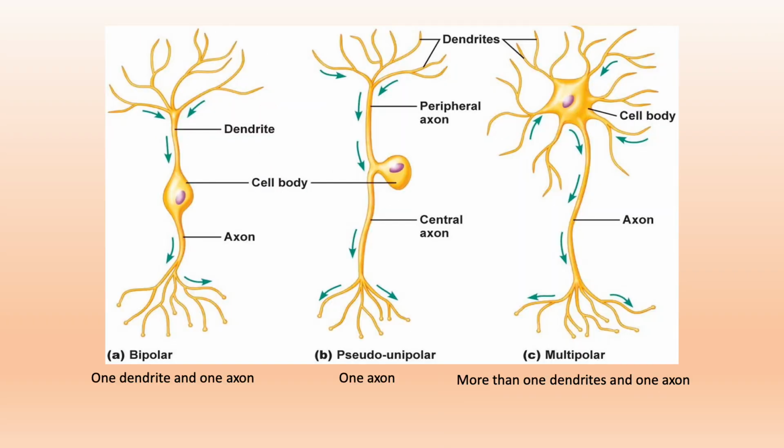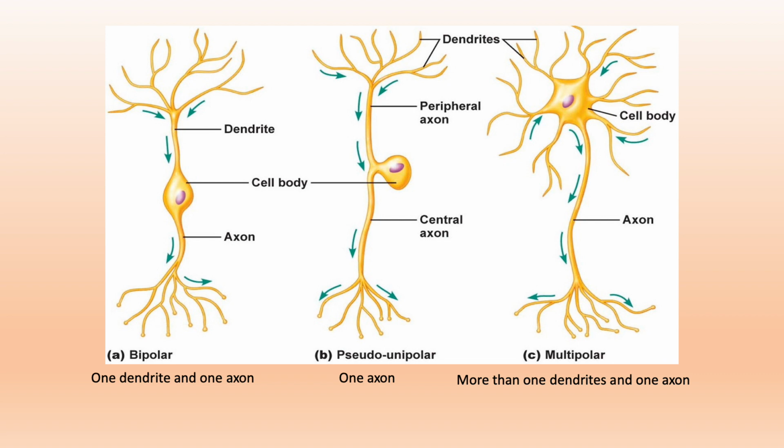How do we do classification? We classify the neurons according to either their structure, their shape, or their function. According to their structure, you see there's a cell body and how many branches take out from the cell body. If there is only one branch that takes out from the cell body, we call them pseudo unipolar neurons. They are generally found in spinal ganglia or other ganglia.